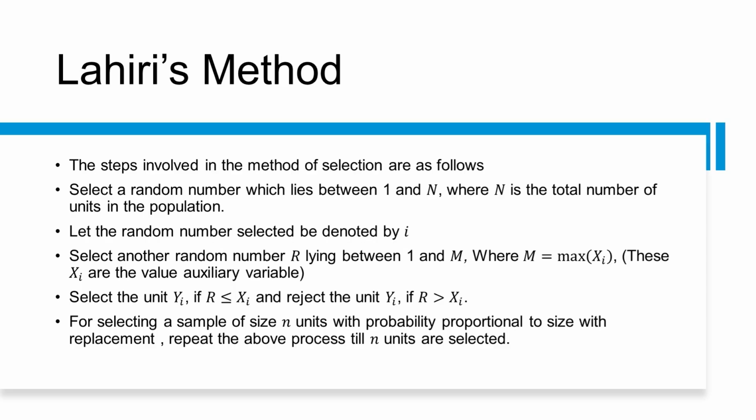Now, take the ith auxiliary variable, that is, consider the ith auxiliary variable value. Now, select another random number that we call R, lying between 1 and capital M, where M is the maximum of xi. You will have the list of x observations; out of these, there will be one value which is the maximum. Let us consider that maximum value as M. Now, from 1 to M, we generate a random number, which will provide one value.